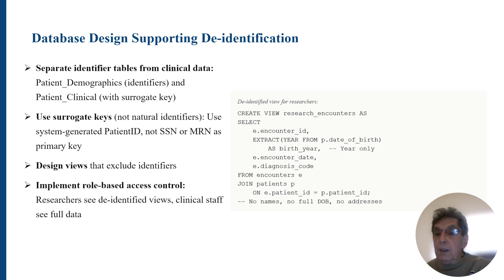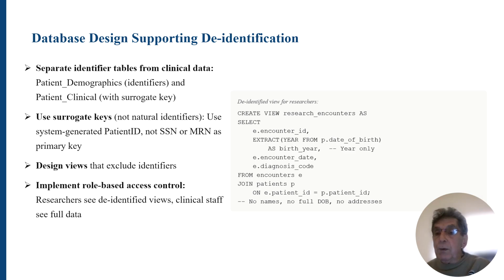Design views that exclude identifiers. Create database views specifically for researchers or analysts that join clinical tables but exclude identifier tables. The view returns a useful clinical data table, but without any protected health information. Implement role-based access control. Clinicians who need to identify patients get access to identifier tables, but the researchers working with de-identified data get only access to the de-identified views.